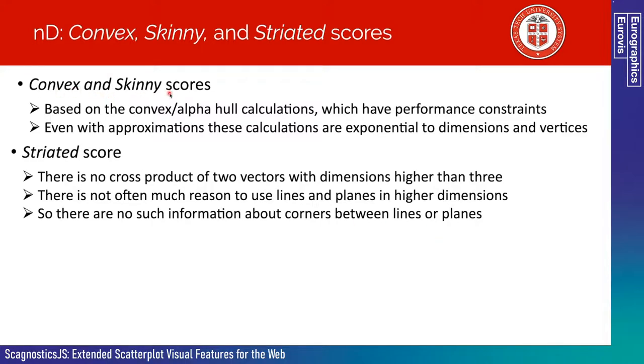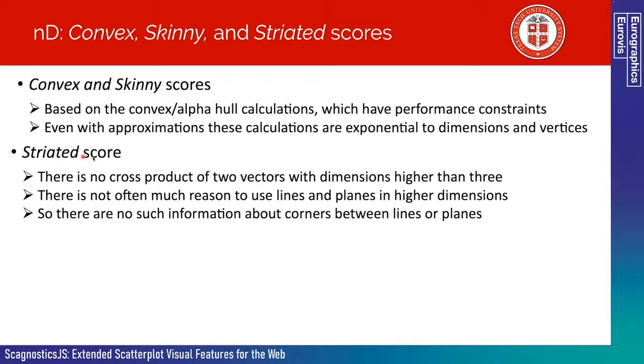Convex and skinny scores are based on the convex and alpha hull calculations, which have performance constraints in higher dimensions. Even with approximation, these computations are exponential in the dimensions and the number of vertices in the plot. Therefore, we do not provide convex and skinny scores for the current version of the ND implementation.